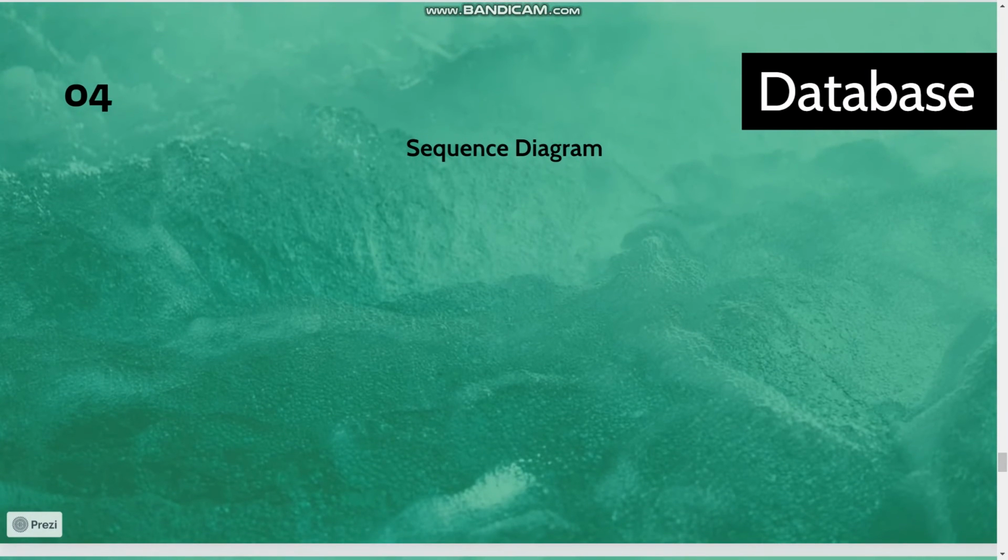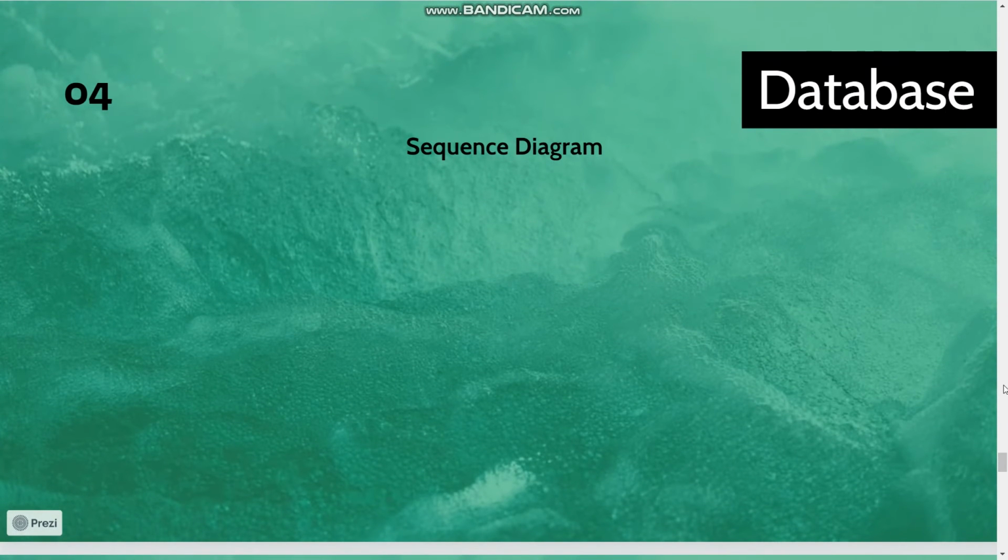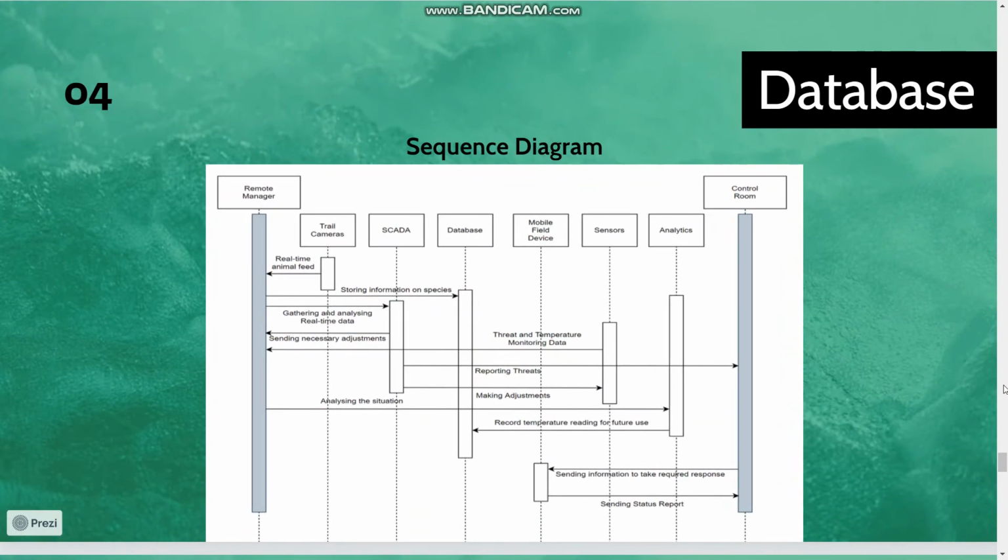Sequence diagram. What is a sequence diagram? A sequence diagram shows object interactions arranged in time sequence in the field of software engineering. As you can see in the image below, the remote manager and the control room are the main elements to collect and send data to the required fields.